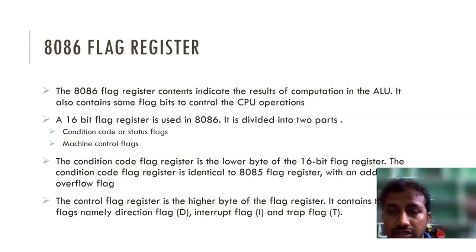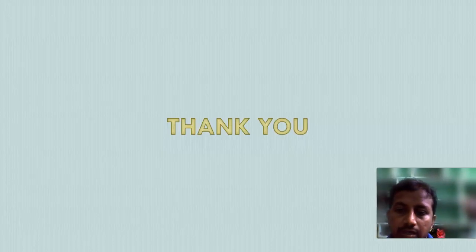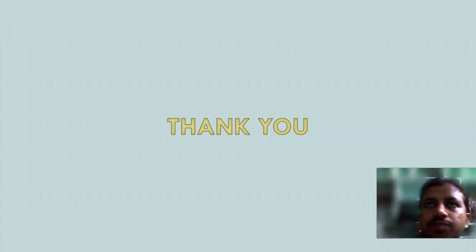So summarizing the concepts, there are 4 segment registers. The 4 segment registers are the code segment register, data segment register, stack segment register, and extra segment register. These registers would be storing the starting address of memory segments. And next, you have the segment registers as well as the flag register. In the flag register, we have 9 flags: 3 flags are machine control, 6 flags are conditional, which we have discussed.